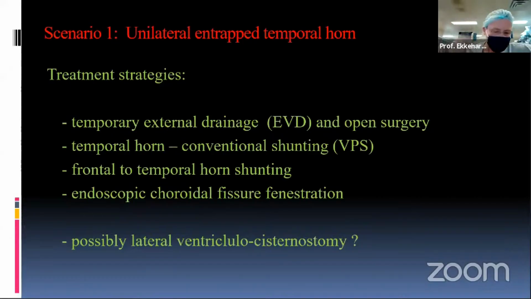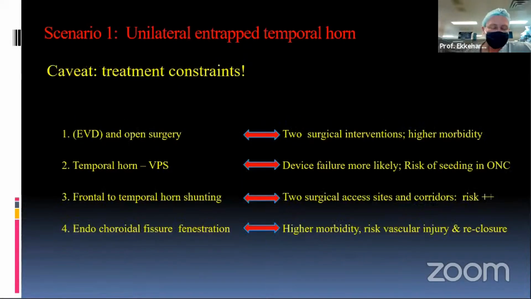But you have to tunnel. It's similar to a shunt, though it's missing a valve. And you could go endoscopic and fenestrate the choroidal fissure, or, as Henry has shown, the suprachiasmatic cistern. But how about placing a lateral ventriculocysternostomy? So I want to show you this first and briefly talk about treatment constraints of the conventional options.